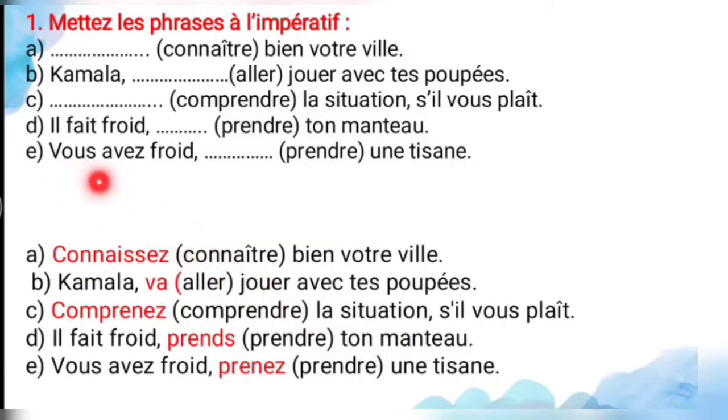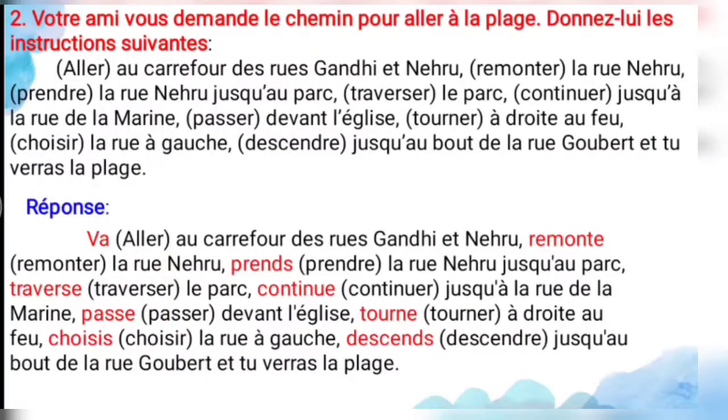And next is vous avez froid, prendre une tisane. So here the verb is what? Again the verb prendre only. And you have a cold, and the verb prendre you have to conjugate in the vous subject only. So the answer is prenez. Tisane means what? Herbal tea. So this is all about the first exercise, which is based on the imperative. And let us move to the second one.